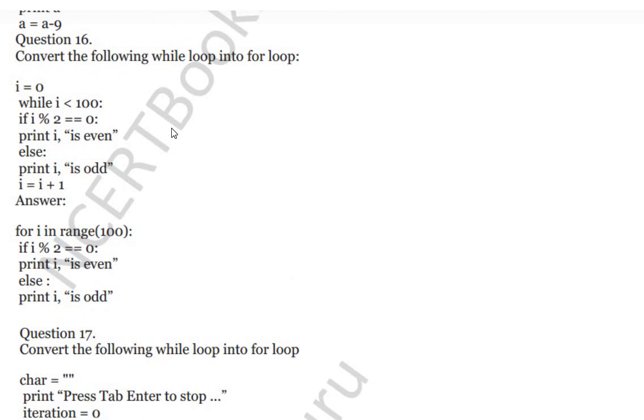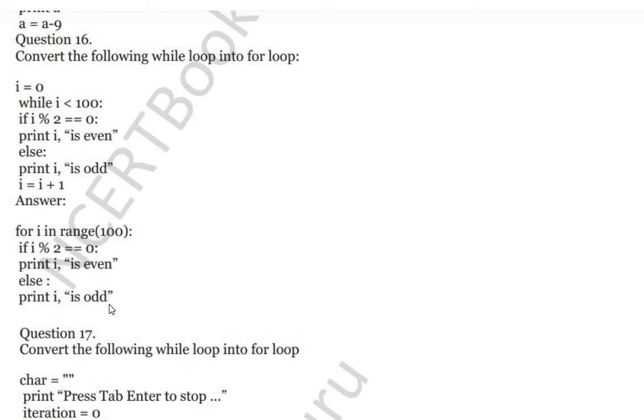Yeah. I is equal to 0 while I is less than 100. If I modulus 2 is equal to 0, print I is even, else print I is odd, and I will get incremented by 1. Now, for I in range, because I is initialized as 0, there is no need to mention the initialized value here, because by default in a for loop the initialized value is 0. If I mod 2 is equal to 0, then print even, and else print I is odd. Fine. Two conditions are given over here.